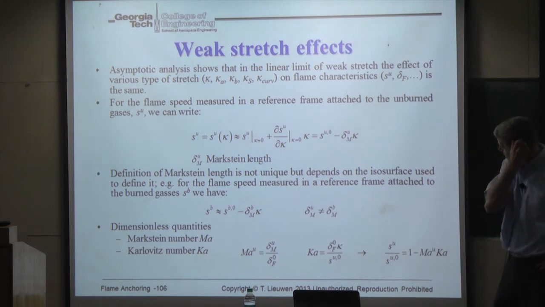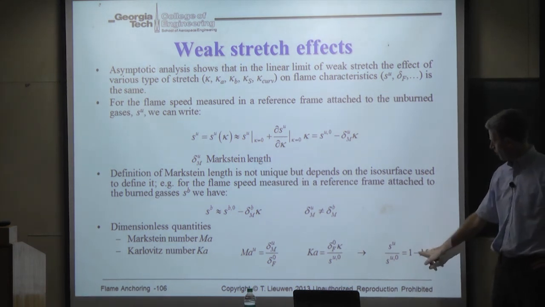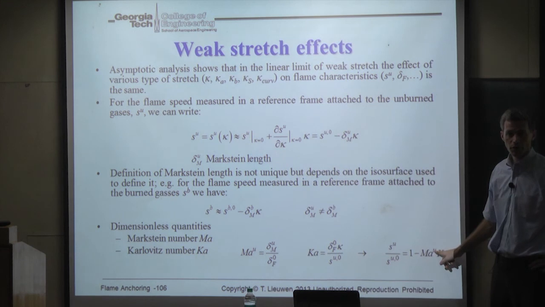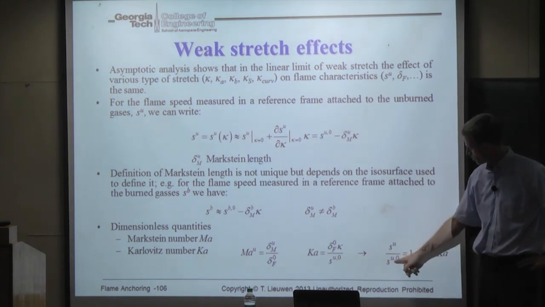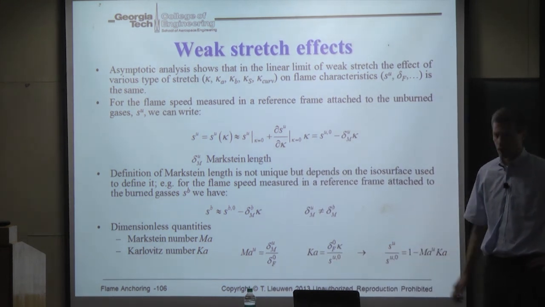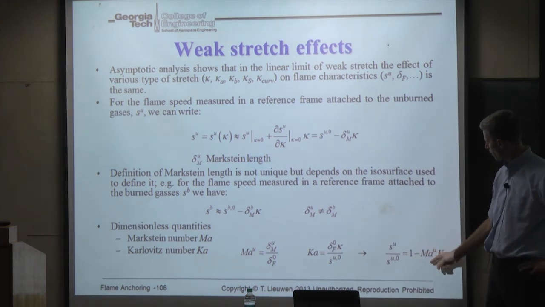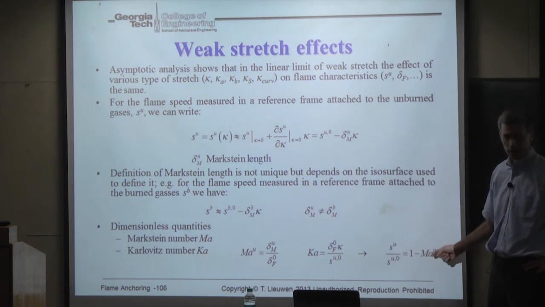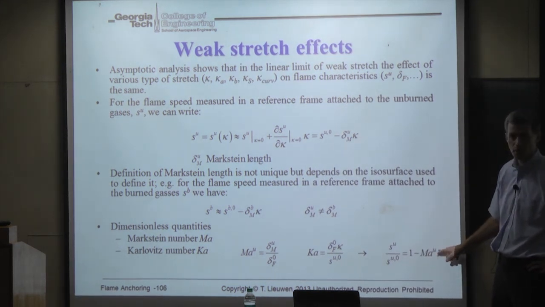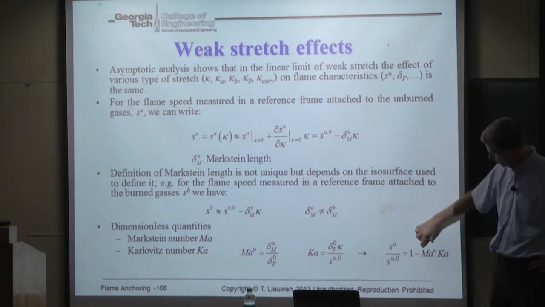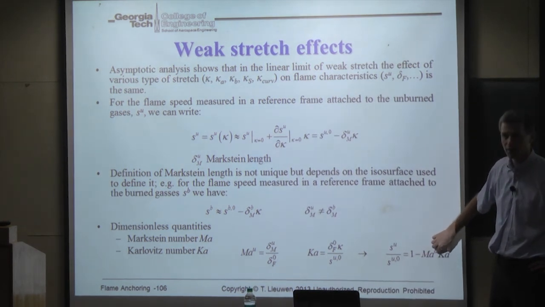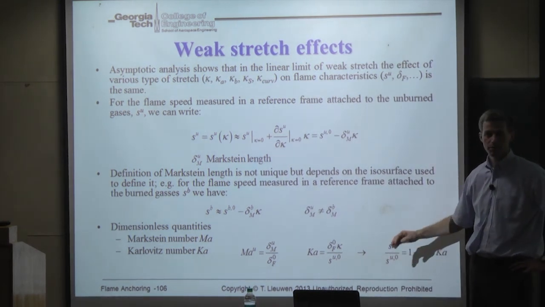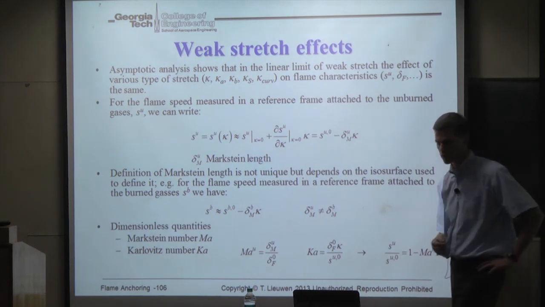If the flame is insensitive to stretch, that would be a flame where the Markstein number is 0, and that would just say that SU is going to equal SU naught. And depending upon whether the Markstein number of a given flame is positive or negative, and whether the sign of the stretch is positive or negative, those control whether the flame speed is higher or lower than its unstretched value.